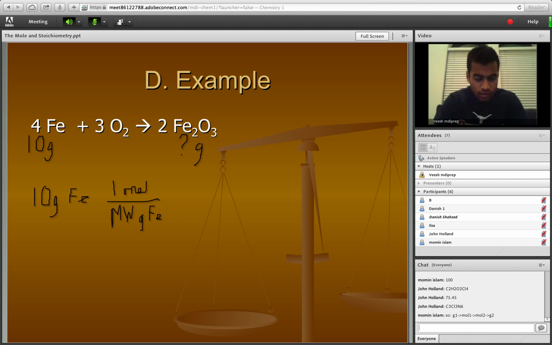So 1 mole of Fe. If you do this, these two will cancel out right here, the grams of Fe here and the grams of Fe here. So now we're going to know how many moles of Fe are there. Now the next step, you'd multiply that by the molar ratio. In this situation, you'd have 4 moles of Fe on the bottom because you want to cancel out that moles of Fe.